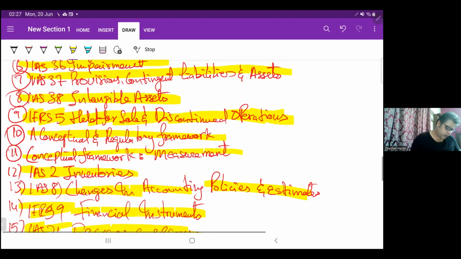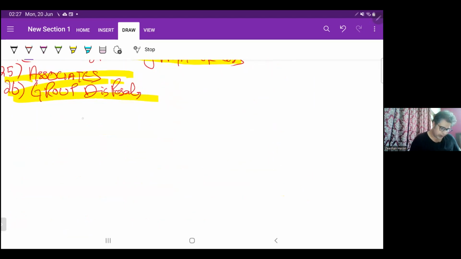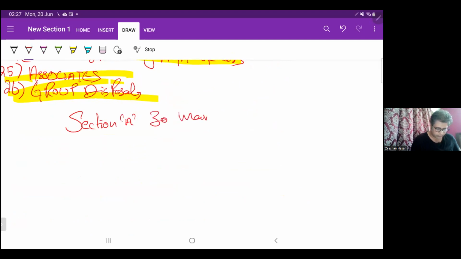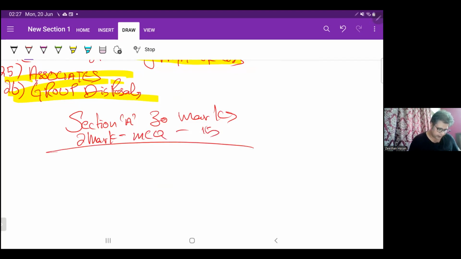As far as the exam format is concerned, first we have Section A, 30 marks available for them, 2 marks each for each MCQ, right? And total will be 15 MCQs. Then we will have Section B, related to the OTQs.